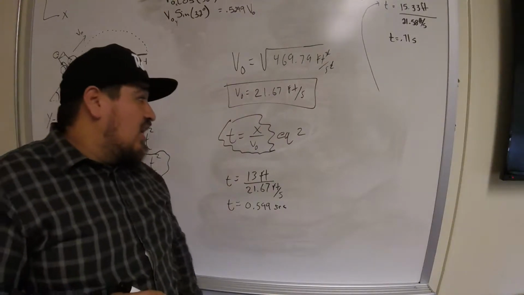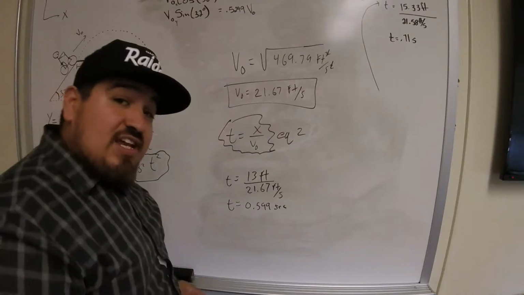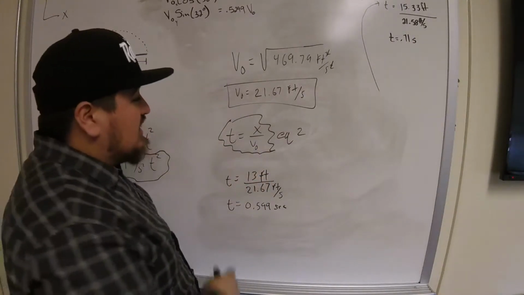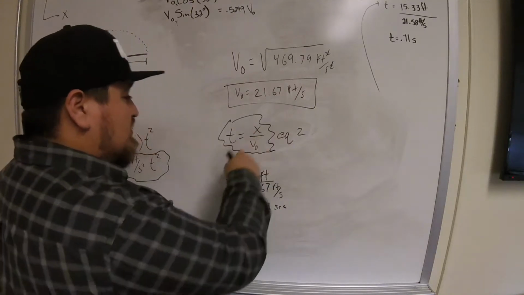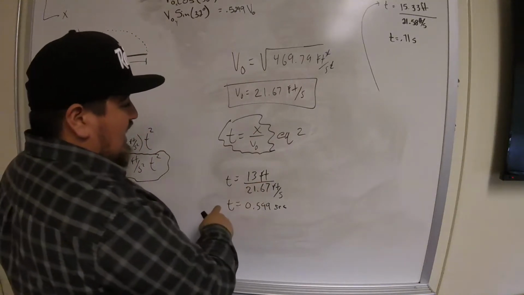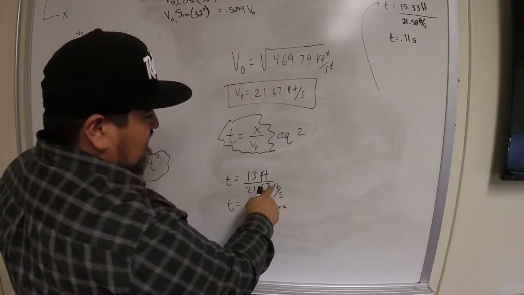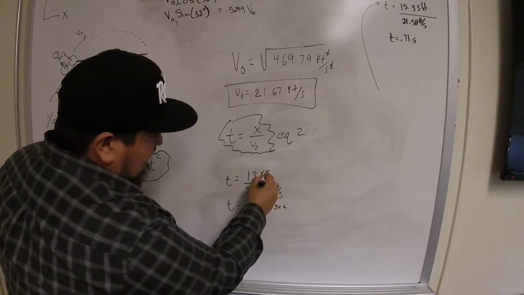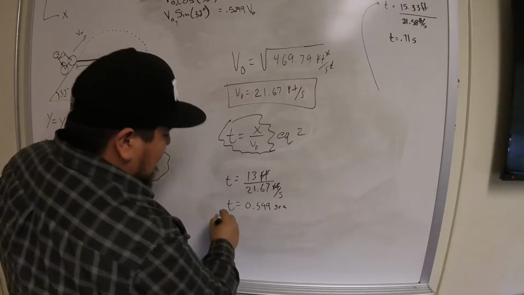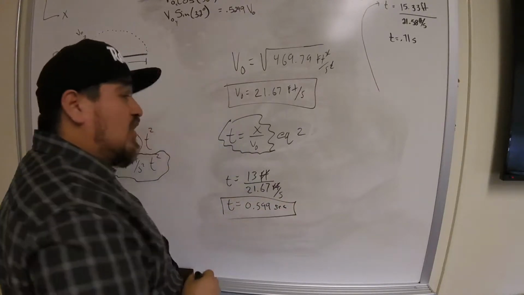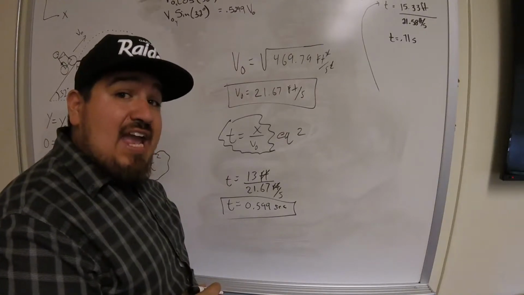Now that we have our initial velocity, we want to find the time spent in the air. Jordan previously also found equation 2, which is t equal to the distance x divided by v naught, where x was equal to 13 feet, and the initial velocity found is 21.67 feet per second. Here, the feet cancel out, and the time equals 0.599 seconds. And we found two of the values that we wanted to find previously. Now we need to find the angular velocity.